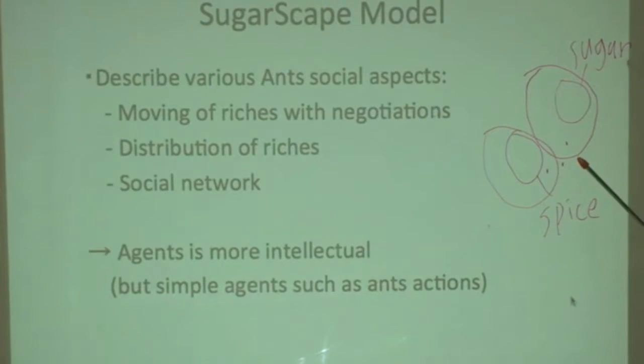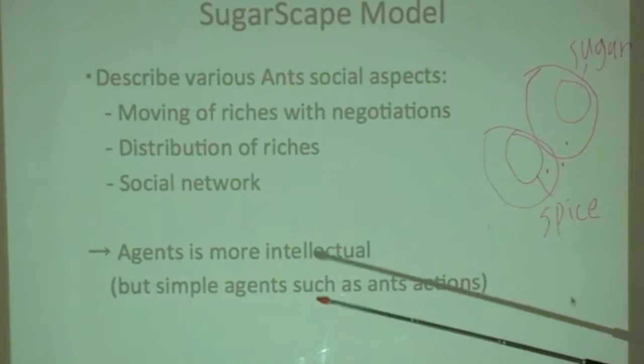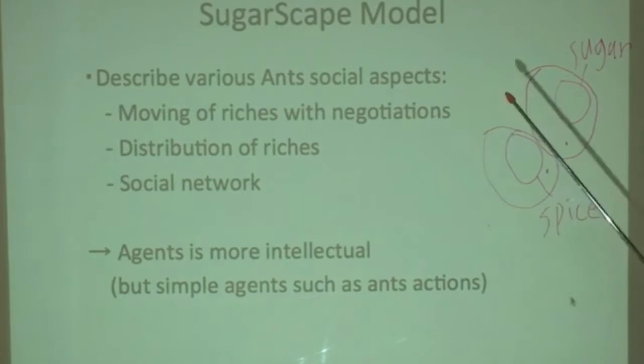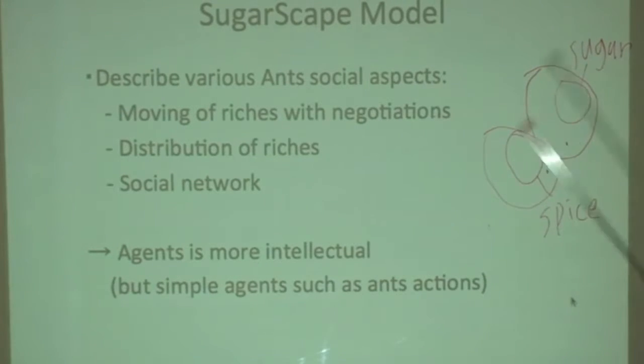First, symmetrical distribution, like human societies, which involve distribution and social networks. In this Sugarscape model, we can account for agents that are more intellectual, but simple agents such as ant actions.